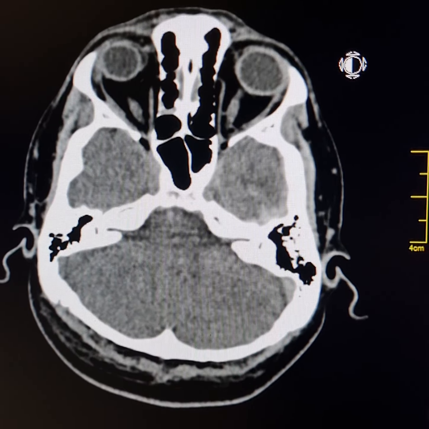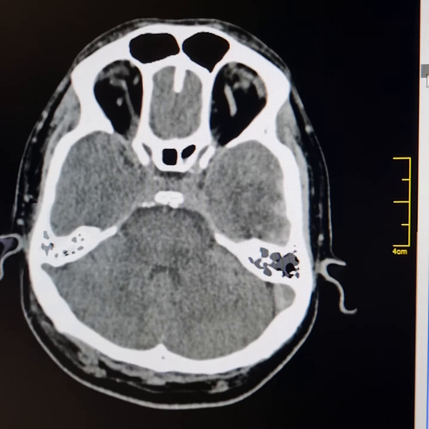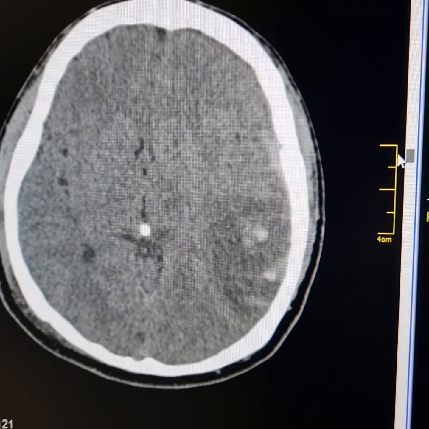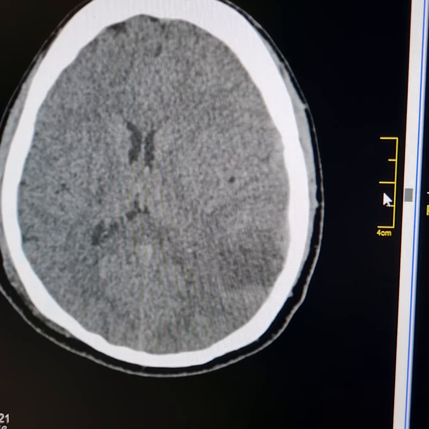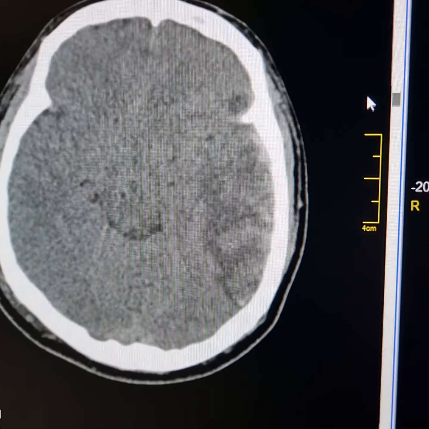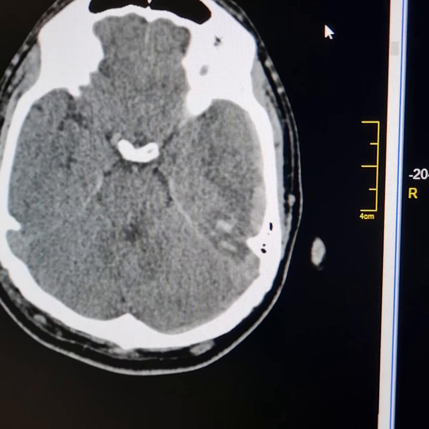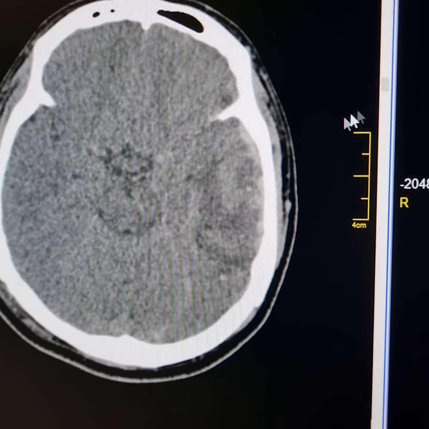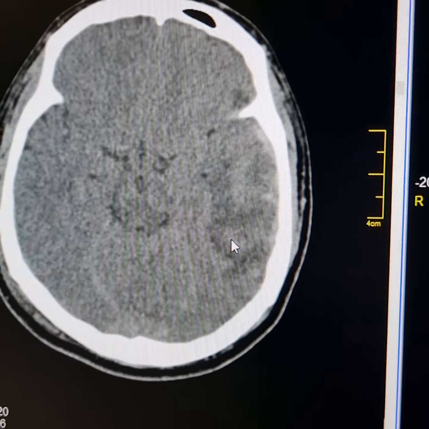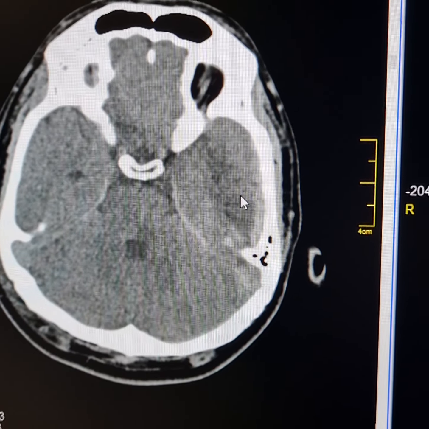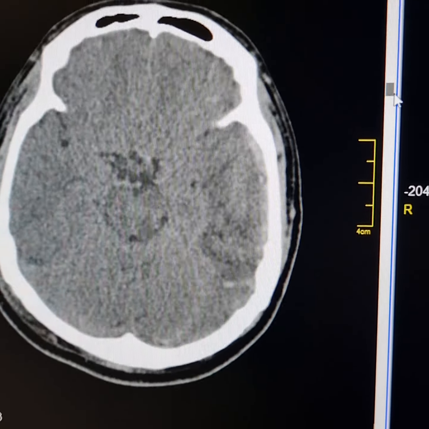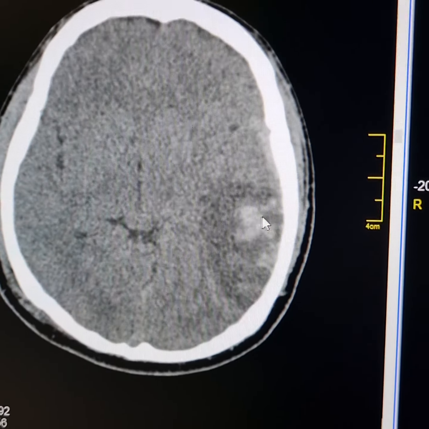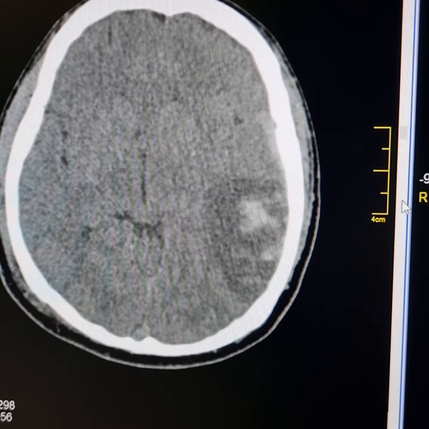Please see the hemorrhagic contusions involving posterior part of left frontal lobe, left temporal lobe and left parietal lobe. These are the ill-defined areas of mixed attenuation involving posterior part of left frontal lobe. Here, this one, most of the temporal lobe and parietal lobe. Hyperdense areas are noted inside it. These are suggestive of the hemorrhages.